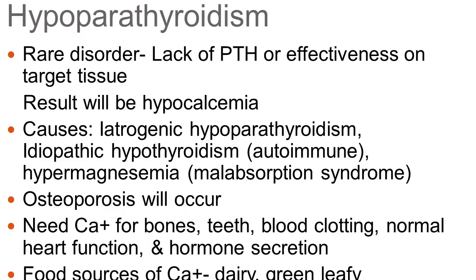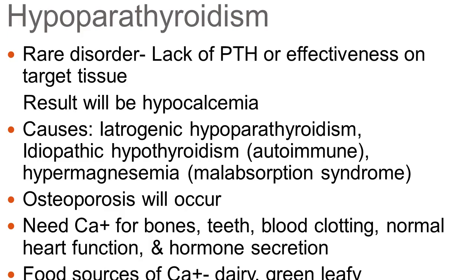What happens is blood calcium levels will fall and phosphorus levels rise. And these calcium levels can get as low as below 6.5. And what you might see on your patient manifest is signs of tetany, okay?